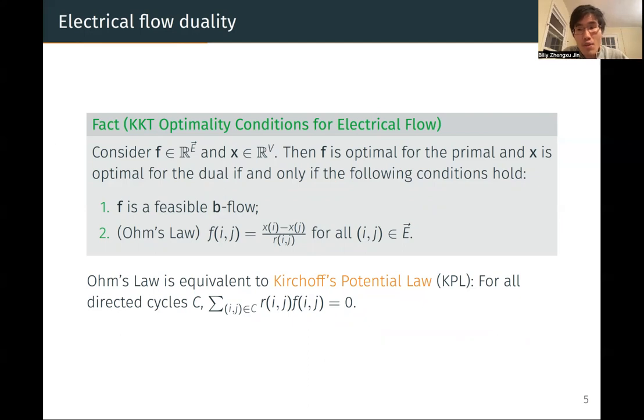That's also known as Ohm's law. The Coase algorithm is going to use another law, which is called Kirchhoff's potential law, which is equivalent to Ohm's law. So KPL is going to say that for all directed cycles C, if you sum over all the edges in the cycle of the resistance times the flow, that should be equal to 0.